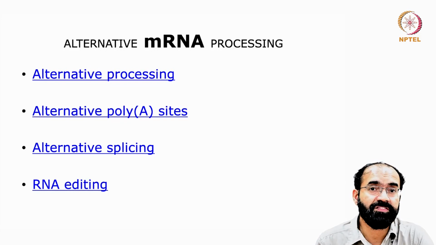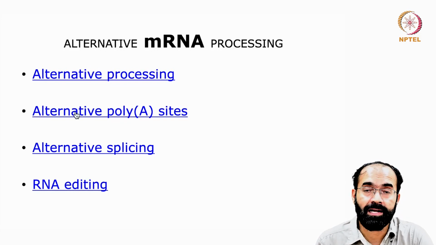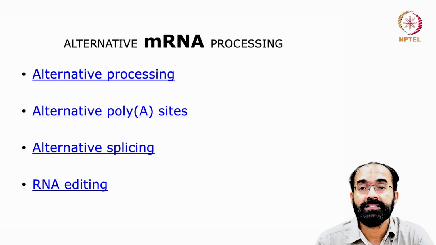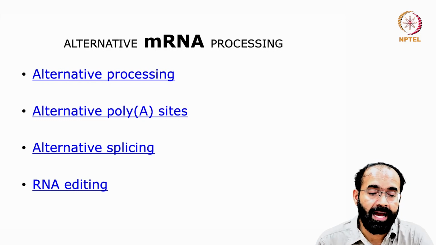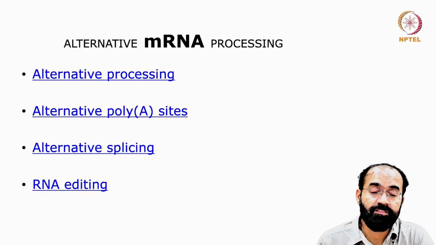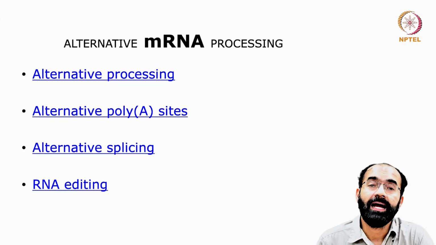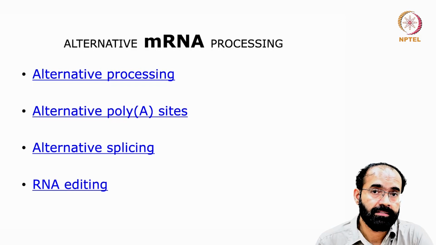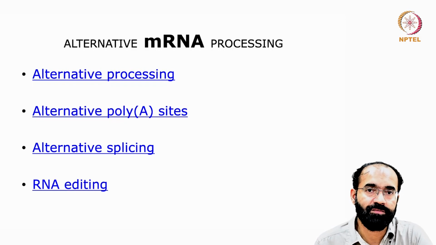There are 4 different ways of alternative RNA processing that exist. One is alternative processing, another is alternative polyA site, and another is alternative splicing, and then RNA editing. So these are all the ways in which from one source, all I have is one, say one gene is there. So how can I make diversity?